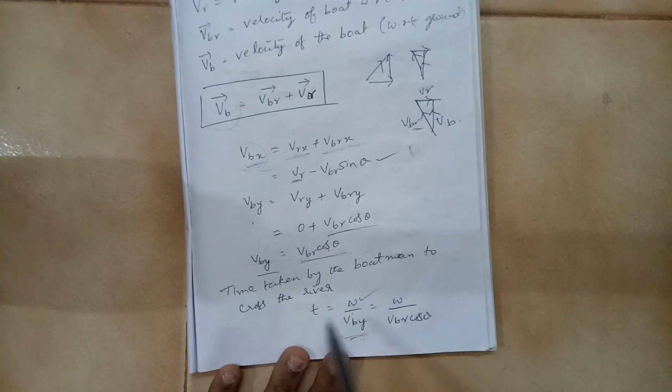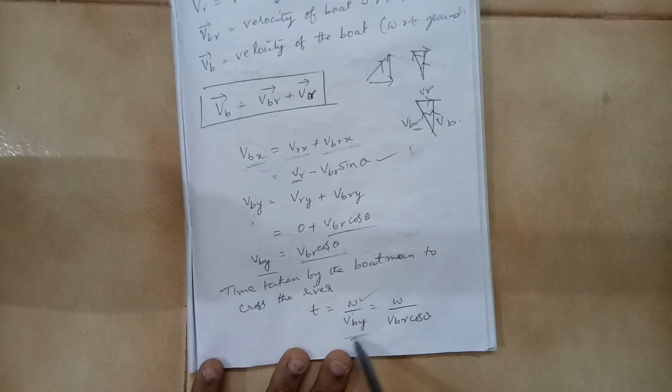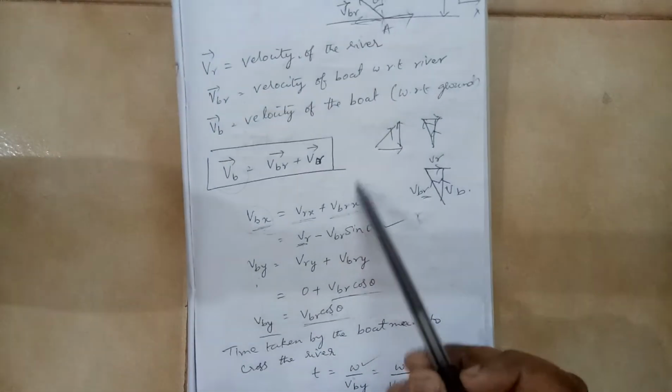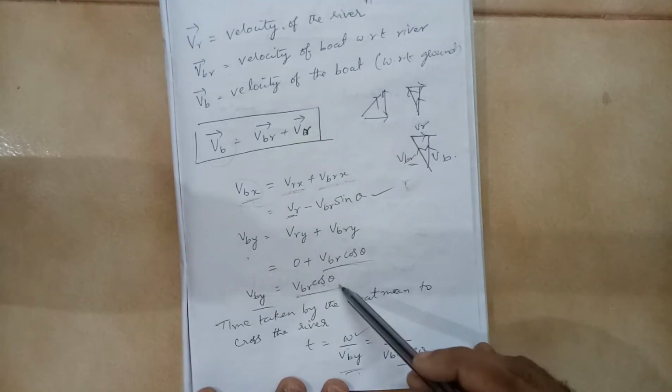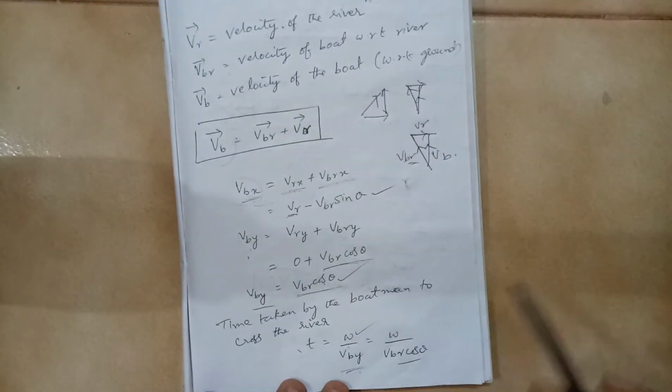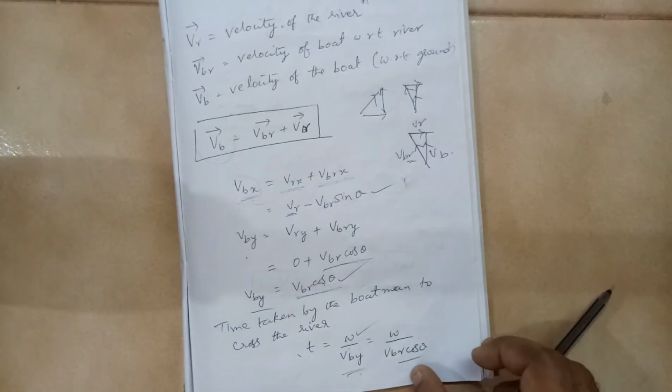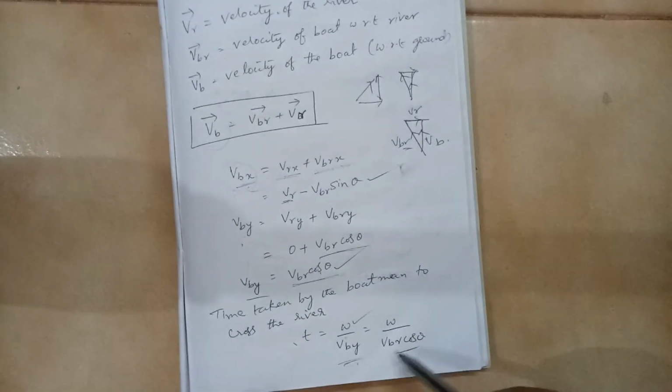Now here T is equal to width divided by the vertical component of the VBR, which is VBR cos theta. Just now we derived. So this is a general expression to calculate. T is equal to W by VBR cos theta.